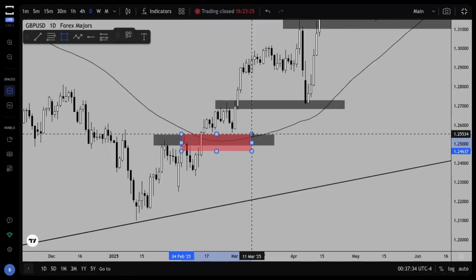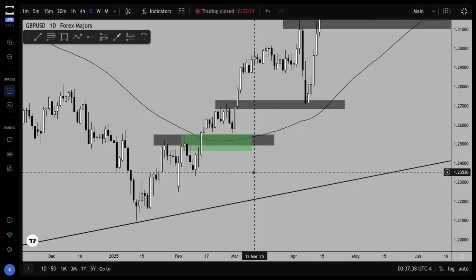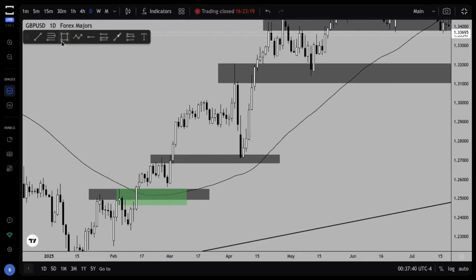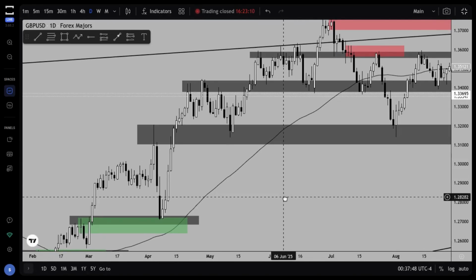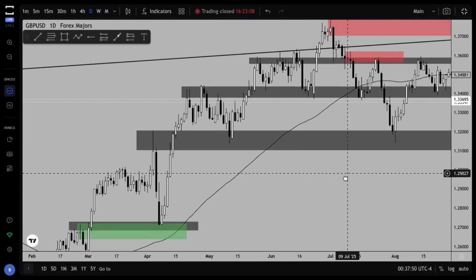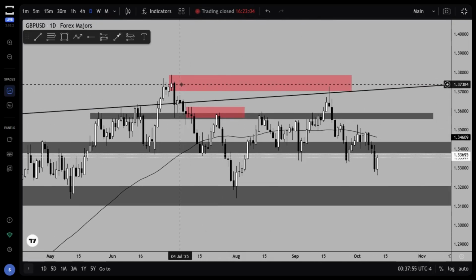And then this is me marking out more spinning tops where price came down to retest, like when the trend was going upwards. Here it is. Another one comes back to retest it. So the same thing is basically happening up here with these spinning top candles.